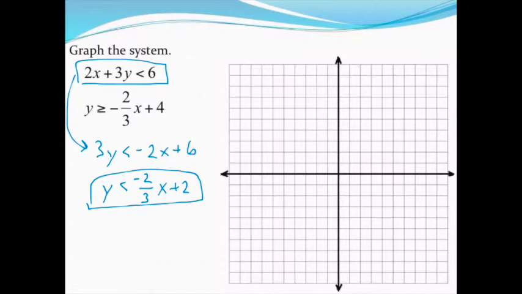Remember, do this in 2 colors. We're looking to see where those 2 colors overlap. So do this first one in blue. My y-intercept is 2, and my slope is negative 2/3, so down 2 and backwards 3, and down 2 and backwards 3 again. Do that as many times as you need to see that line. Pay attention to solid or dashed. This will be a dashed line because I'm not allowed to be equal to it. So draw that dashed line in.